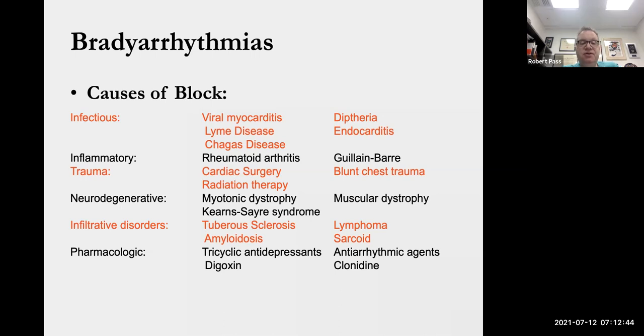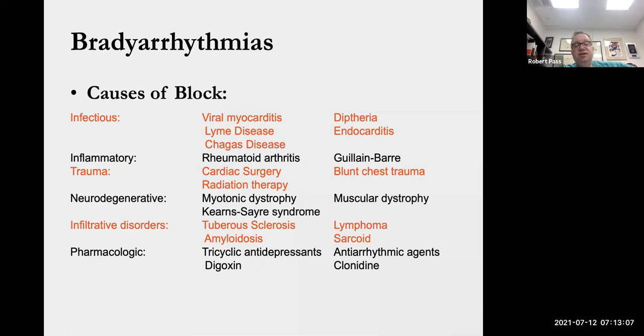And so you always have to keep that in mind. Cardiac surgery is the most common. There are inflammatory causes like rheumatoid arthritis or Guillain-Barré. Certain neurodegenerative conditions like myotonic dystrophy or muscular dystrophy can be associated with heart block. There are infiltrative disorders like amyloidosis, tuberous sclerosis, lymphoma, sarcoid. And then there's lots of pharmacologic causes of block.